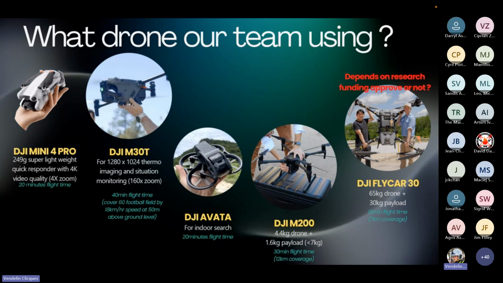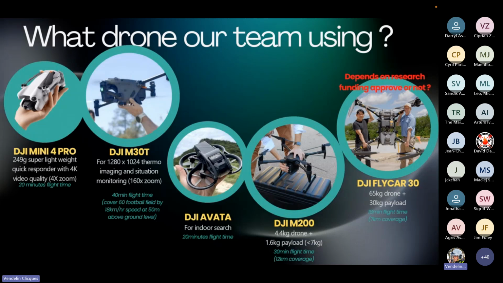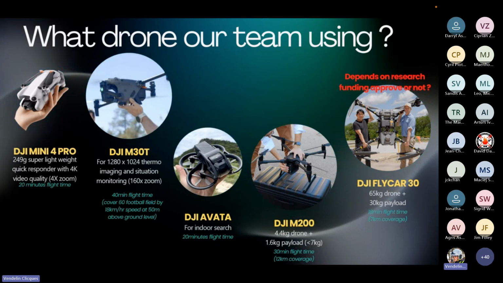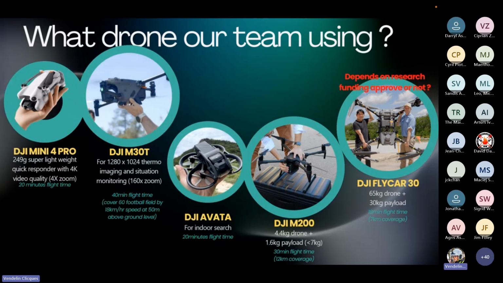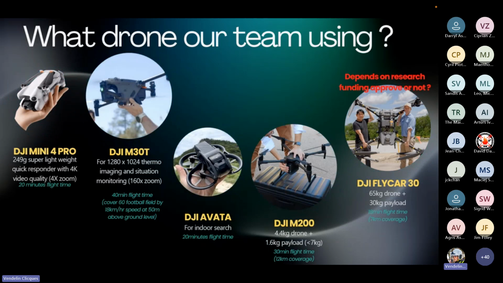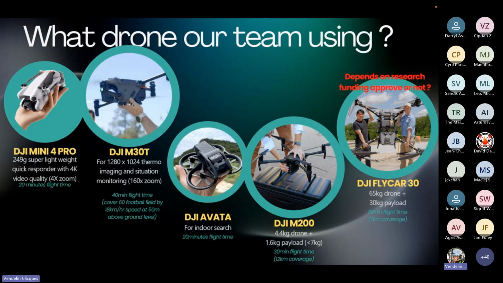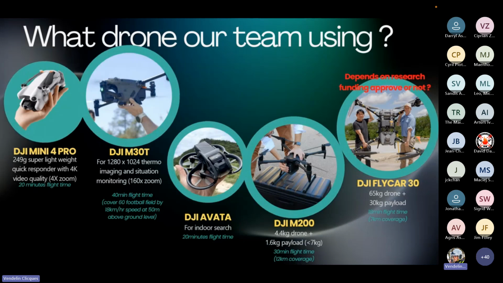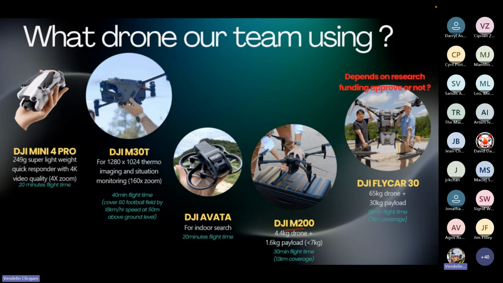We are using the M30T for the thermal camera, and in case of rain. This is the lightest waterproof drone that we can have. And we also have the Avatar, because the Avatar has a very good payload-to-weight ratio. The payload can reach around 50% of the drone itself. And the fourth, we are using the DJI M200.